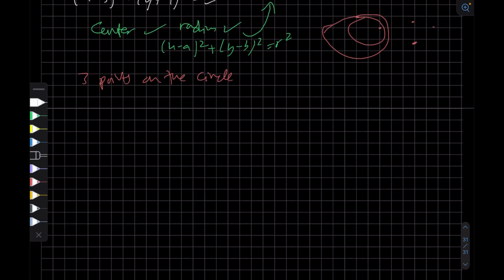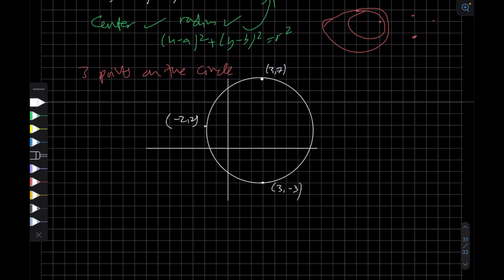So let me go ahead and draw a circle and mention those 3 points, and you will form the equation of the circle. Let's say you've been given these 3 points on the circle, and you need to find its equation. In order to find the equation, we need the center and we need the radius. Let's focus on the center first, because the radius is not really that hard.